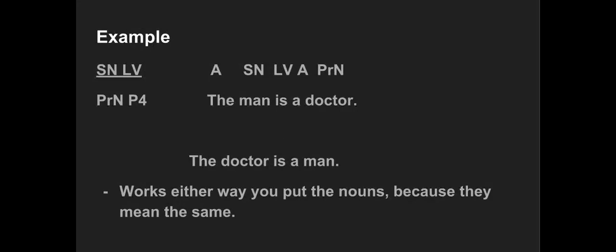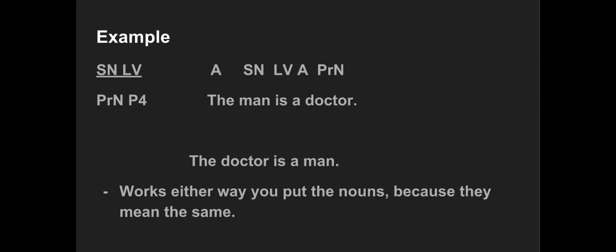All right, let's look at another example. A man is a doctor. Who is a doctor? Man. Man is our subject noun. What is being said about man? Man is, linking verb. Man is what? Doctor. Does doctor mean the same thing as man? Yes. So doctor is our predicate noun. Which doctor? A, article adjective. Which man? A, article adjective.